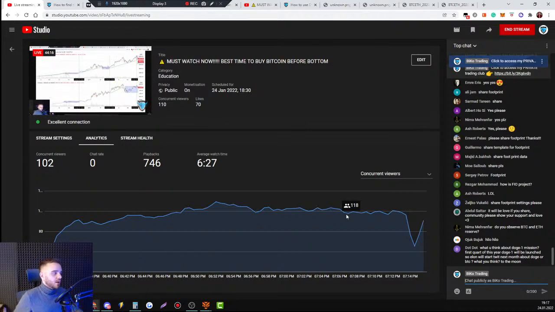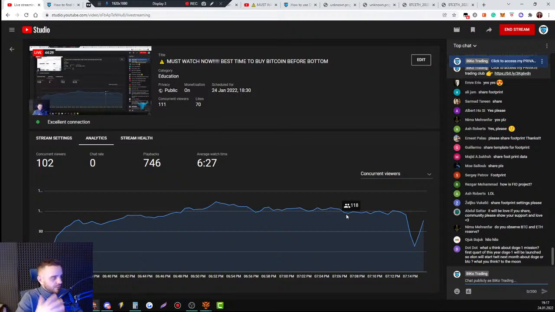That's why if some of you ask where is the bottom on Ethereum, when there is a bottom on Bitcoin, there will also be a bottom on Ethereum. Do you agree with me? Write in a comment. Do you agree?